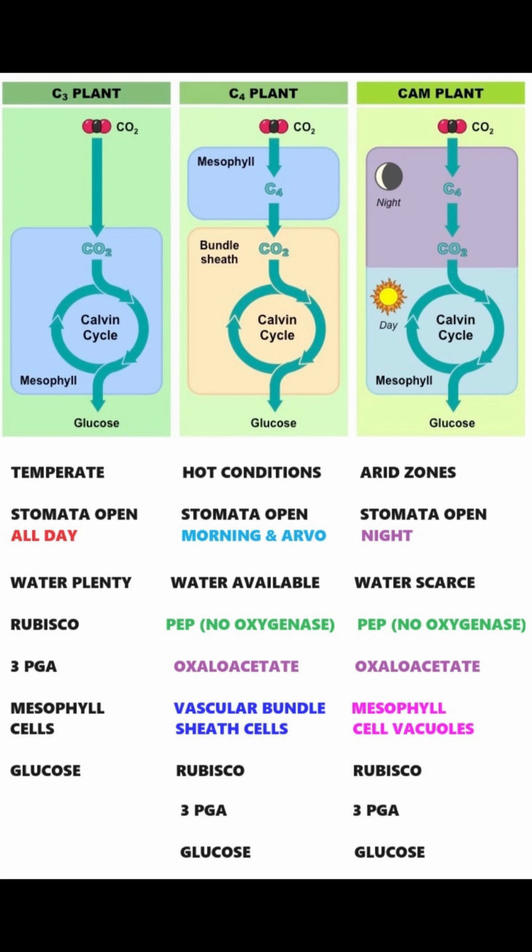Then we get to CAM plants. Now they're called CAM plants because they're adapted to dry, arid conditions, and these are plants like cactuses and pineapples. CAM means crassulacean acid metabolism, and it's the way that these plants minimize photorespiration. It's called CAM because it is named after the family of plants, the Crassulaceae, in which scientists first discovered the pathway.